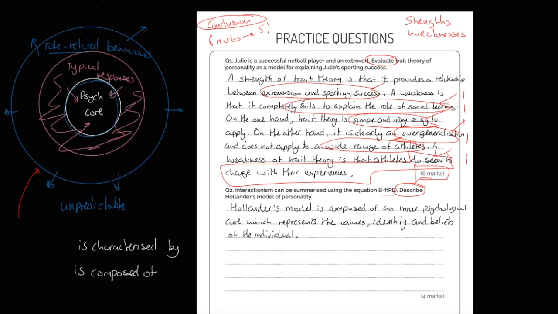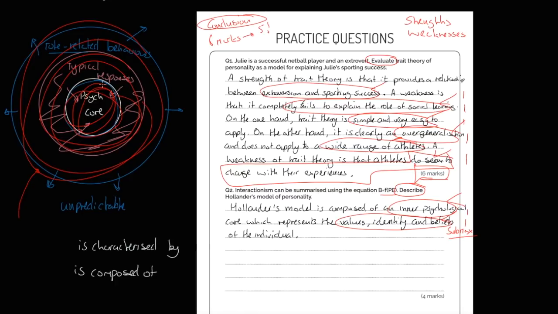Hollander's model is composed of, so I'm saying what it has, an inner psychological core. So I'm going to get my mark there for stating that, which represents the values, identities, and beliefs. So I go a bit further with my description. I could get another mark for that. Now, I may well have a sub-max at that point because the mark scheme may well say, right, you can only get 2 marks maximum for this bit, 2 marks maximum for this bit, and 2 marks maximum for this bit, okay? So it might be that it works like that, but I get my 2 sub-max there.